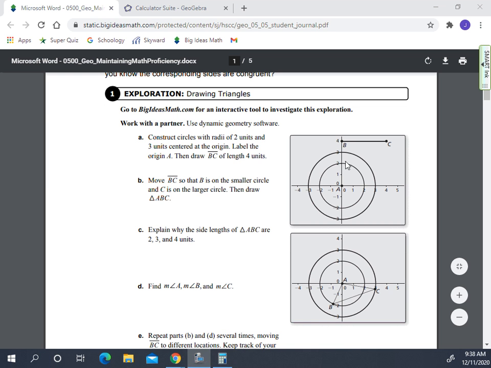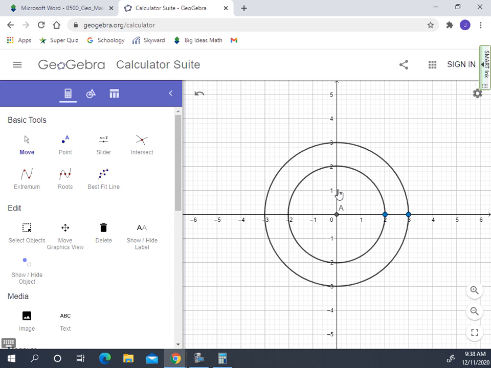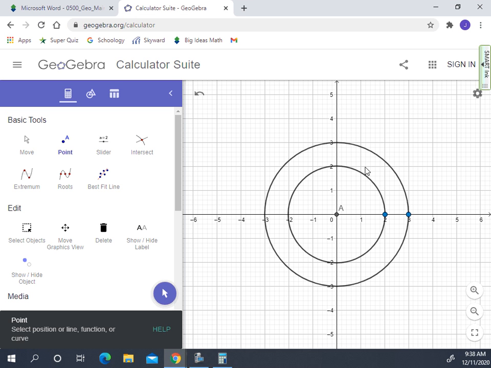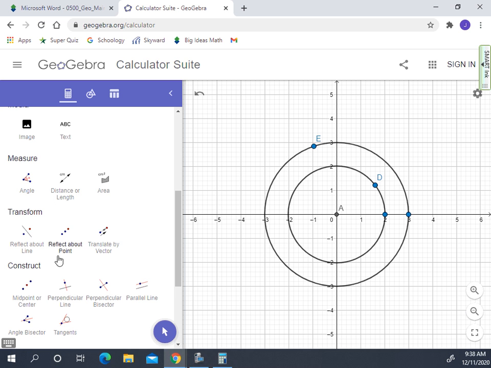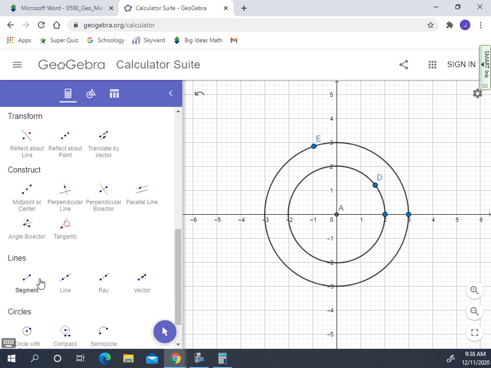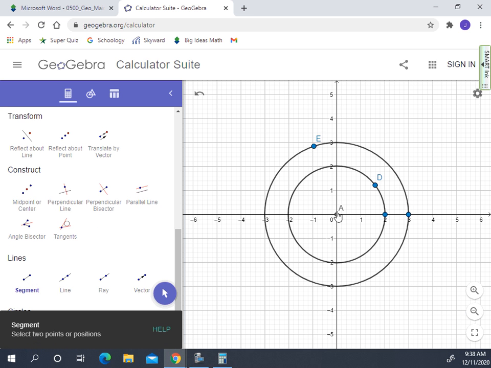They want us to create a circle with a radius of 2 and a circle with a radius of 3. So that's what I went ahead and did. And then they want points on both of these circles, okay? The reason for that is we want to create a triangle where these segments stay the same.